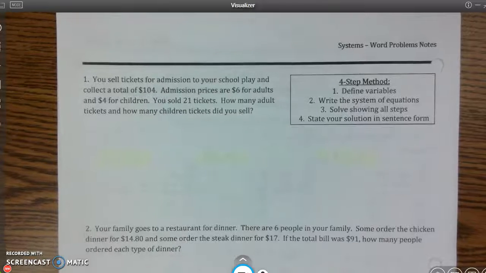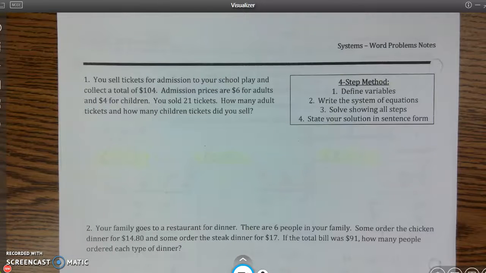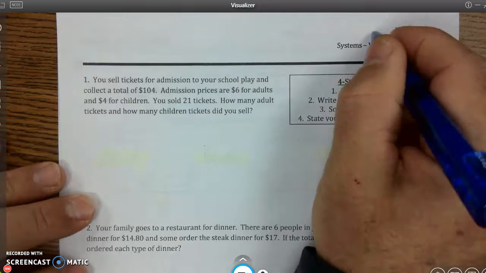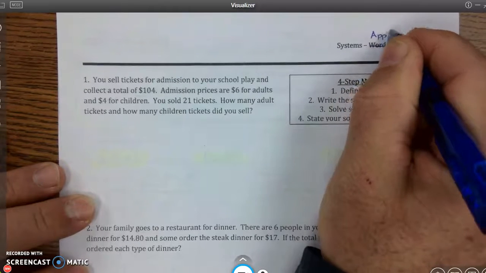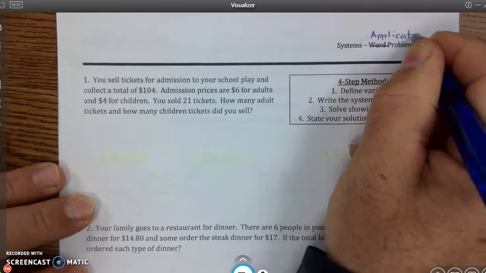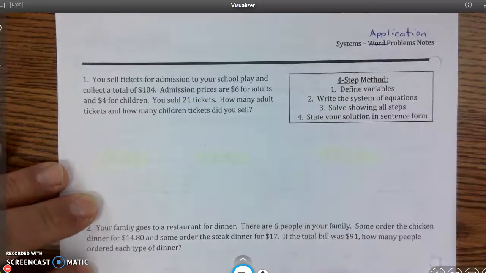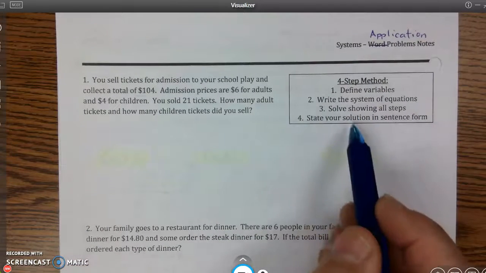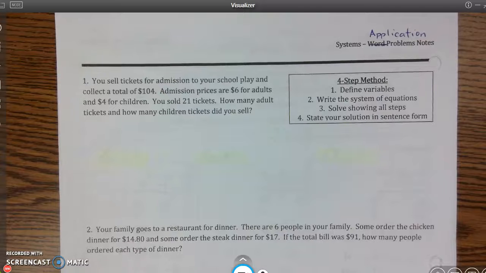All right, the notes we're taking today are word problems. I like to call them applications. People hate word problems, so let's just name them something else. These are called application problems, okay? They're not word problems, they're applications. Guys, this four-step method I want to see on every one of your problems.